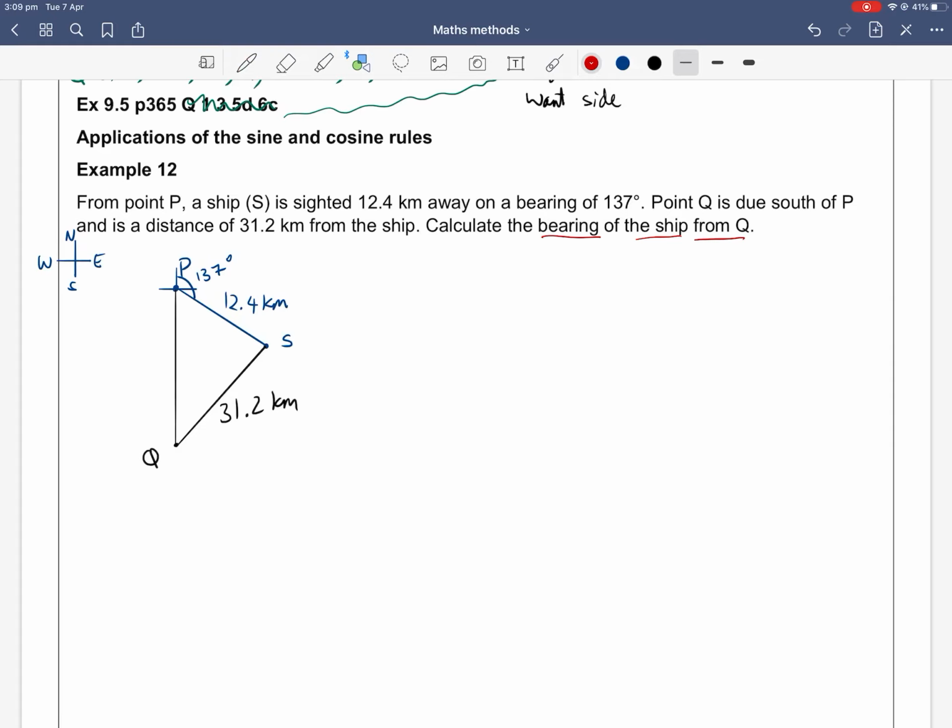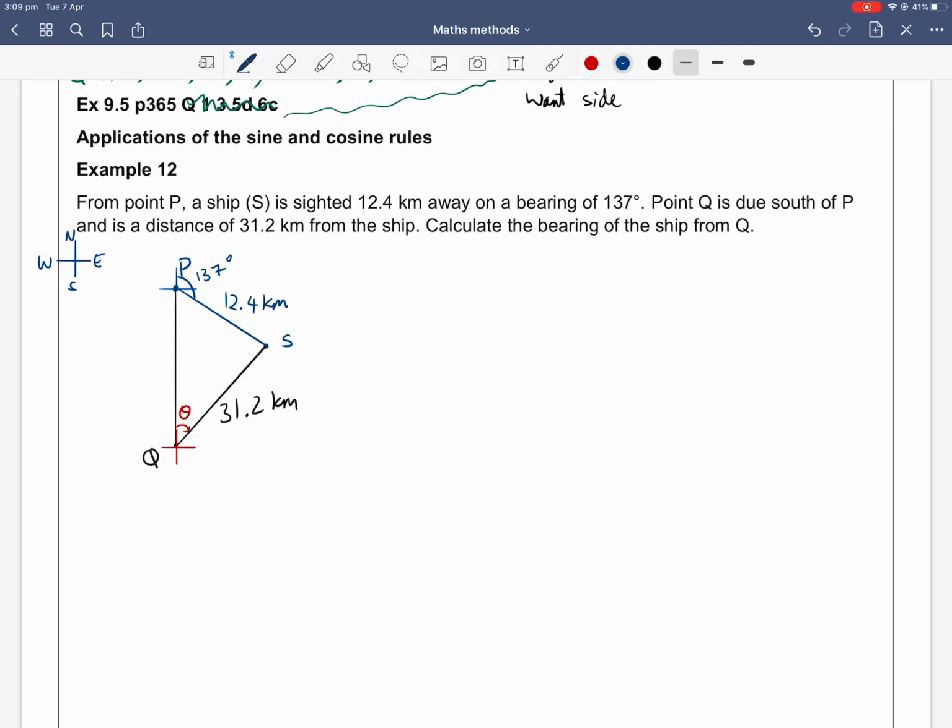So from Q means you're at point Q, you draw in a tiny north, south, east, west indicator. From Q, you want to go to the ship S, right? So you're going from the north indicator of Q and you're going all the way to hit the QS line. So that is our angle of interest that we want to find, theta over there.